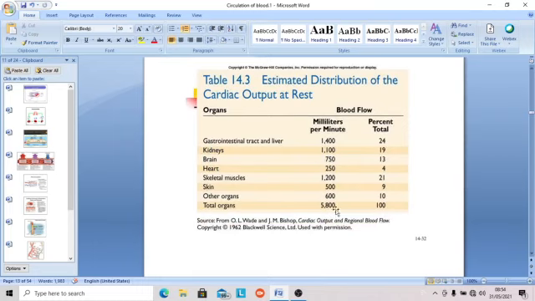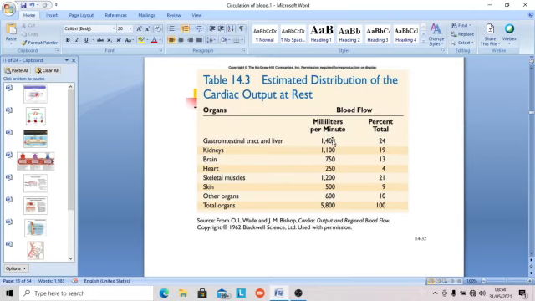Now, how is the blood distributed in different organs? Out of 5 liters of cardiac output, that means in 1 minute, the left and right ventricles both eject 5 liters of blood, because stroke volume is 70 milliliters and heart rate is 75, about 75 times 70 milliliters. Approximately 5 liters of blood is ejected per minute. This is called cardiac output.